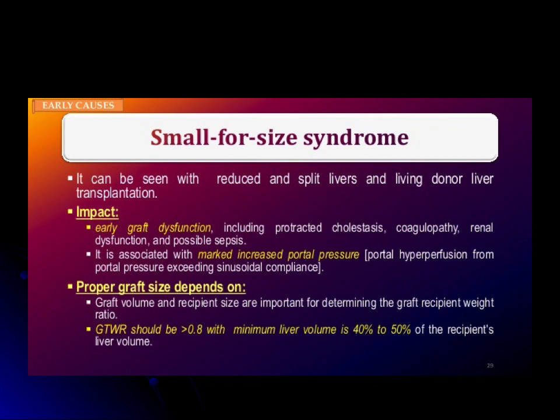considering the size of the graft of the donor calculated by the CT, and it should be weighed and compared by a ratio to the weight of the recipient. So it should not be below 0.8. This is called the graft recipient weight ratio.